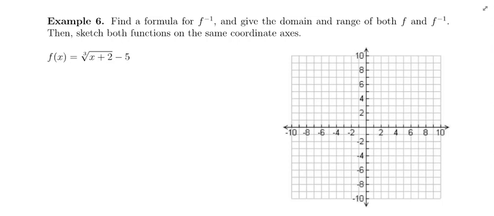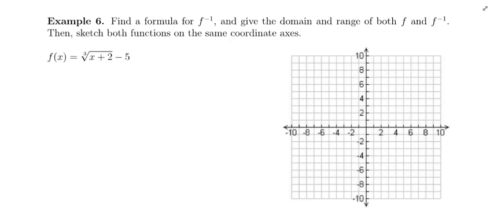Example 6. Find a formula for f inverse and give the domain and range of both f and f inverse. Then sketch both functions on the same coordinate axes. The original function here is the cubed root of x plus 2, minus 5. This example is laid out just like examples 4 and 5.